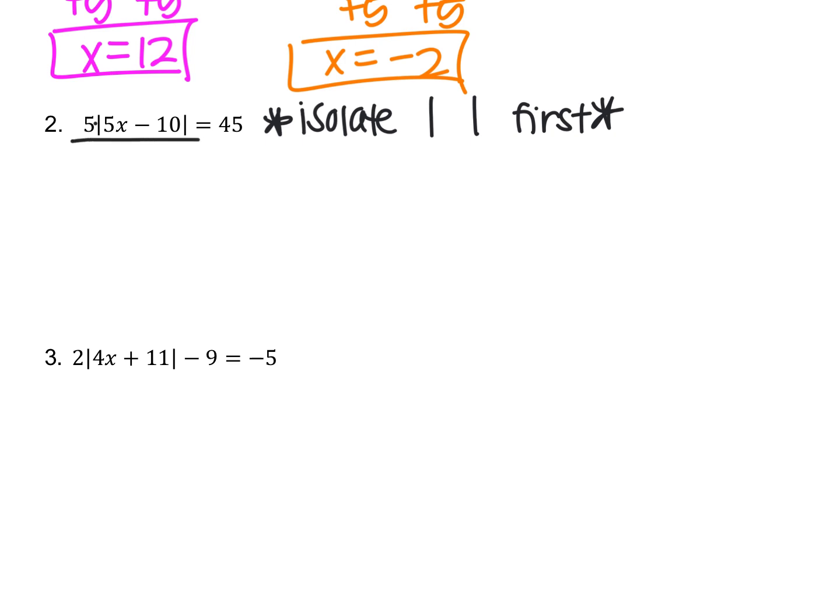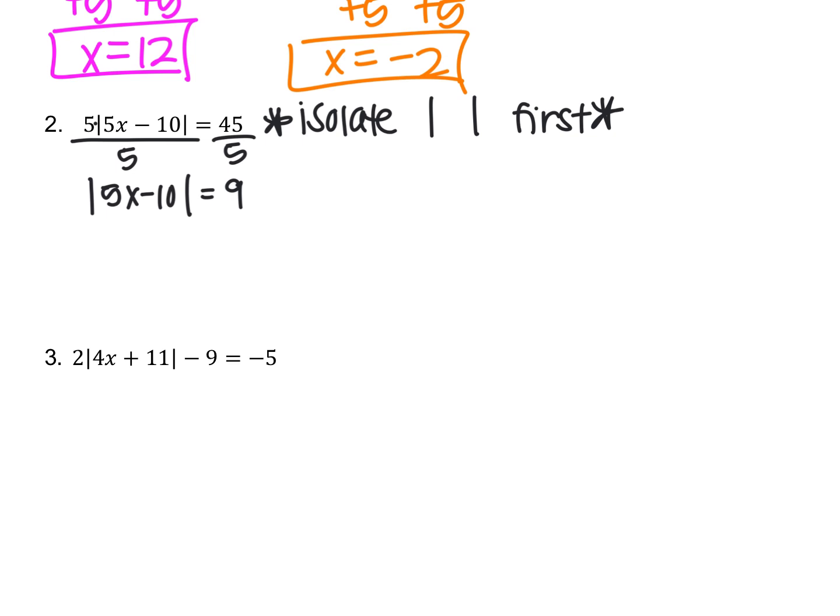Divide by 5. So it's 5 times the absolute value, so we're going to divide by 5 on both sides. Why don't you just, because it's not parentheses. Yes. Because it's 5 times the absolute value of 5x minus 10. So to get rid of that 5, since it's being multiplied, we're going to divide. And so we still have the absolute value of 5x minus 10 equals 45 divided by 5, which is 9.